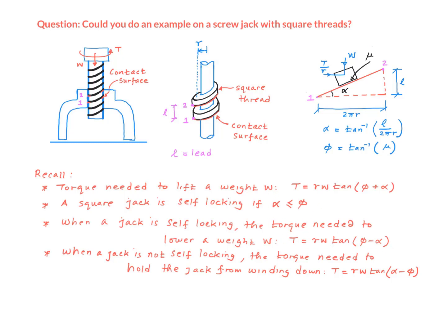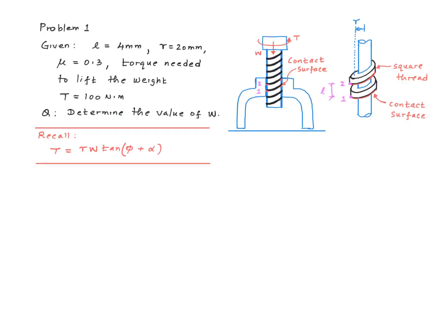When alpha is greater than phi, it is not self-locking, and when it's not self-locking, the screw is going to wind down on its own. You need to apply a torque in order to prevent the screw from winding down, and that torque is given by this expression. So instead of re-deriving these equations, I'm going to make use of them in solving some simple examples here. So here's our first problem.